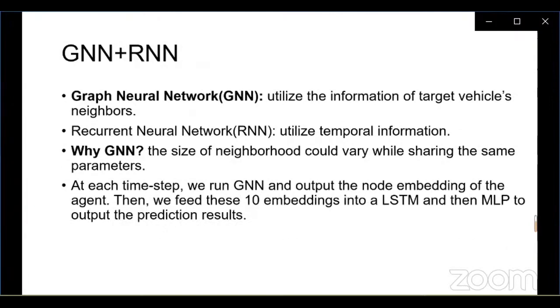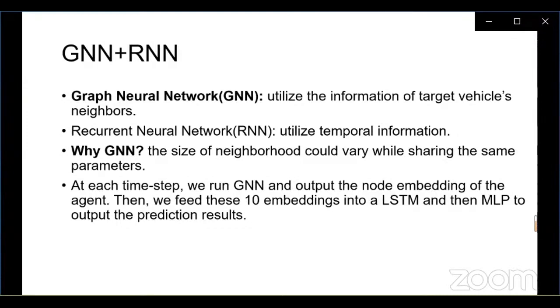Next, let me introduce our GNN plus RNN method. We use graph neural network to utilize the information of target vehicle's neighbors, and we use the recurrent neural network to utilize the temporal information. The reason why we use GNN is that we want the model to handle the situation that the size of agent's neighborhood could vary, and we also want the model to share the same set of parameters even if the size of neighborhood is different. So we use the GNN.